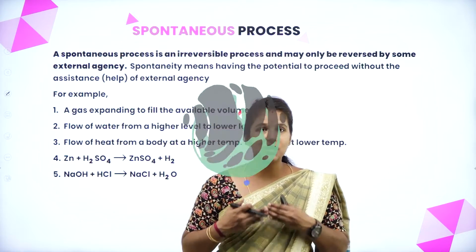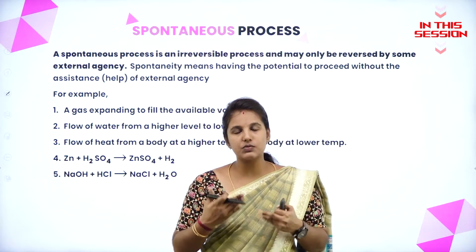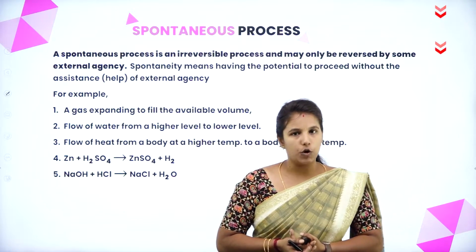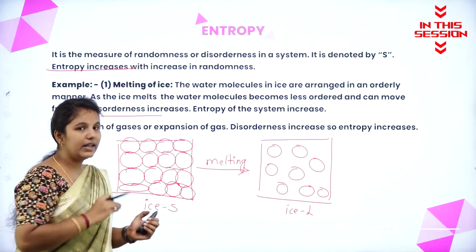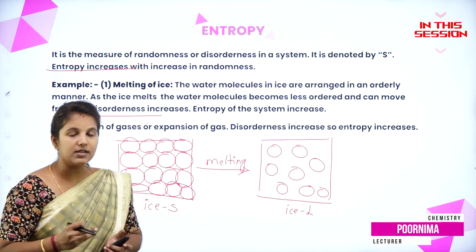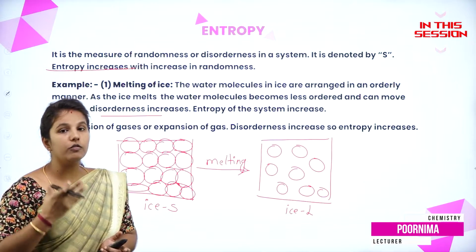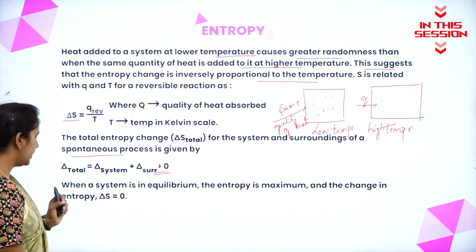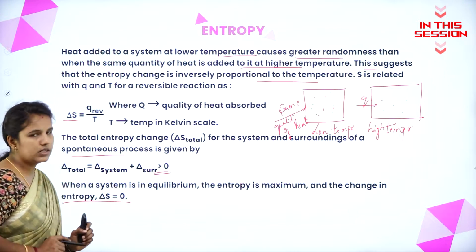Without any external aid, if any reaction is happening of its own, such reactions are said to be spontaneous processes. The degree of randomness will be decreased and disorderliness will be increased, so that the entropy of the system will be increased. When the system is at equilibrium, the entropy is maximum and the change in entropy will become zero.